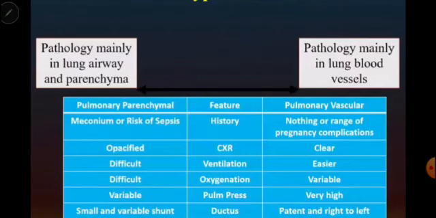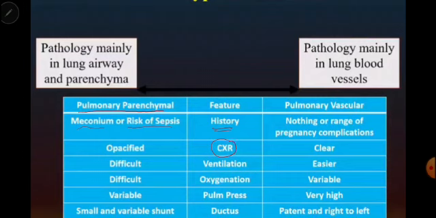The second step is to rule out the lung pathology. As I said, pulmonary hypertension may be caused by lung pathology and may be idiopathic due to vascular problem. So we can know the difference by some points. In case of pulmonary parenchymal problem, the history will guide us, like babies with meconium aspiration, babies with risk factors of sepsis, pneumonia. But in babies with pulmonary vascular problem, there is nothing in the history related to lung pathology.